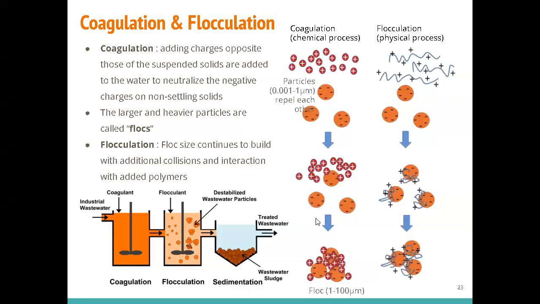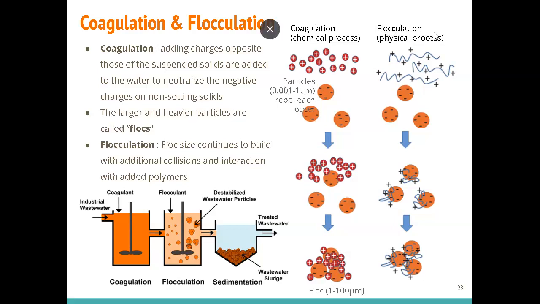Okay, so there are two types. The first one is called coagulation. We just talked about that. It's a chemical process. You put in some positive ions here. Of course, beforehand you know that the impurities have negative charge, and you're adding positive charge so that they can stick together. Okay, and then you have some larger particles, and you remove them.